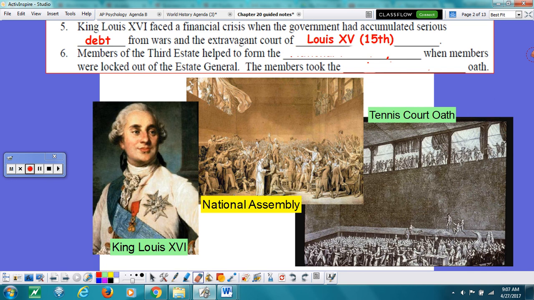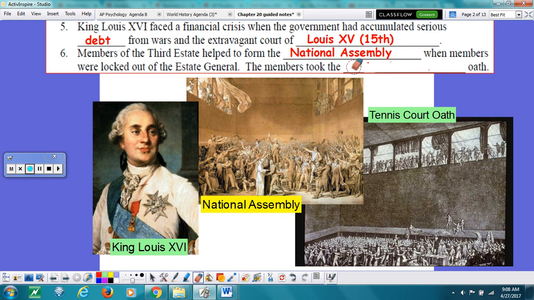But as a result of this crisis, taxes were called upon, especially from members of the Third Estate, to help pay for things. Obviously, the majority of the people didn't want to pay the taxes, and so members of the Third Estate helped to form what is known as the National Assembly when members were locked out of the Estates General. The Estates General was kind of the legislative body, or the Parliament of France. Primarily, the power was in the hands of the Second Estate. Members of the Third Estate really didn't have much of a voice, so they walked out.